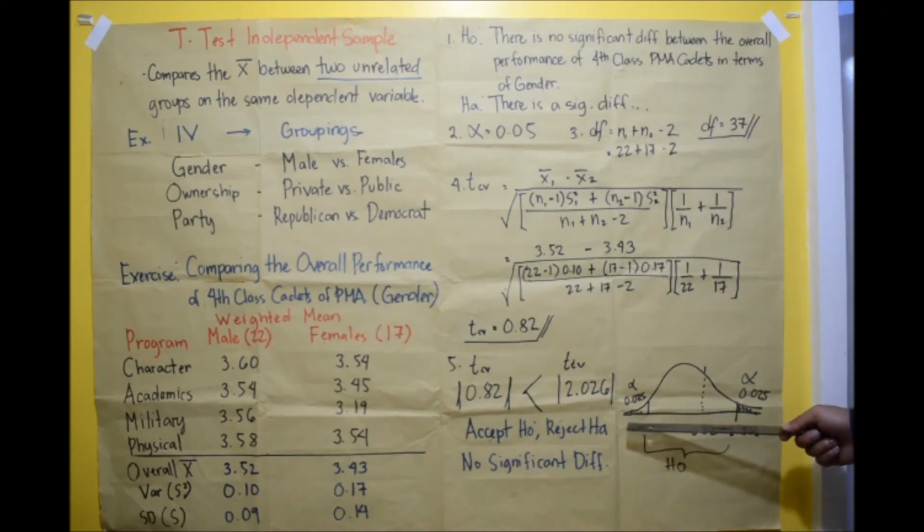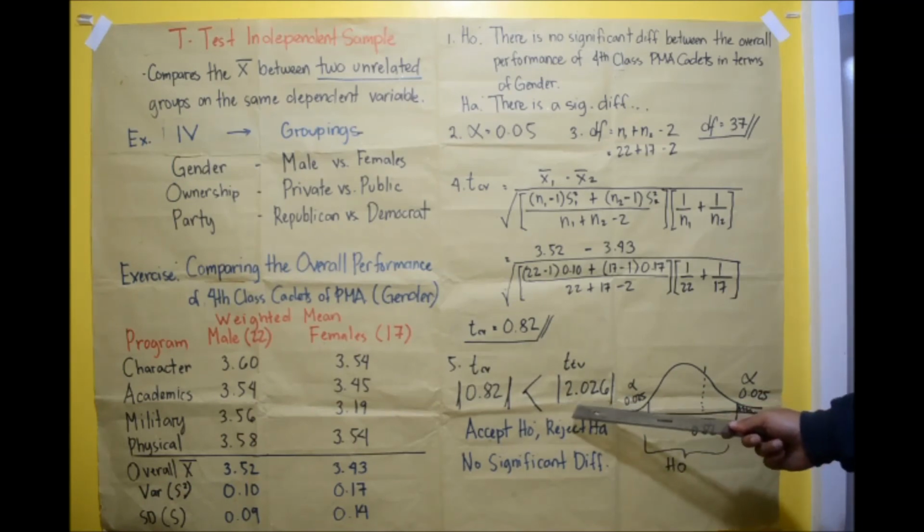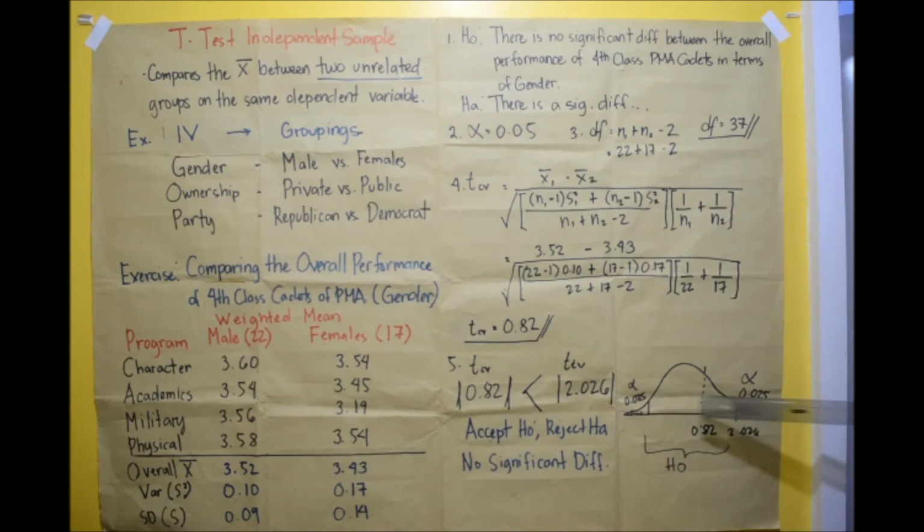So, in your distribution curve, this is how it appears. The 2.02 is the boundary of the critical value. Then, from your population mean, there is the 0.82. So, remember, here is the acceptance of your null hypothesis. So, technically, when we analyze this, gender is no longer a determinant of overall performance. Although, looking into the institution, which is a dominantly male institution, we could now see that female cadets are actually keeping up with the male cadets.